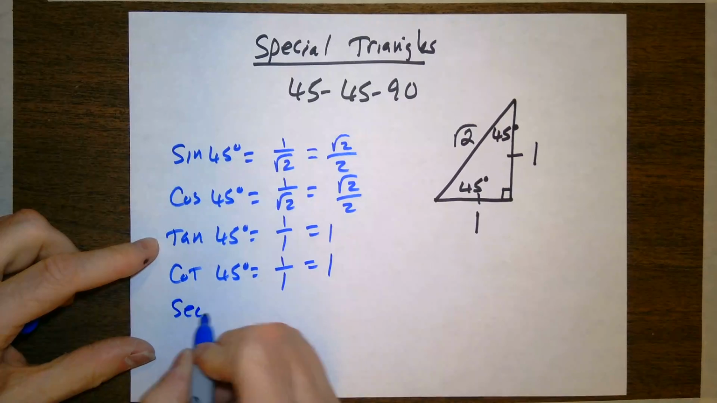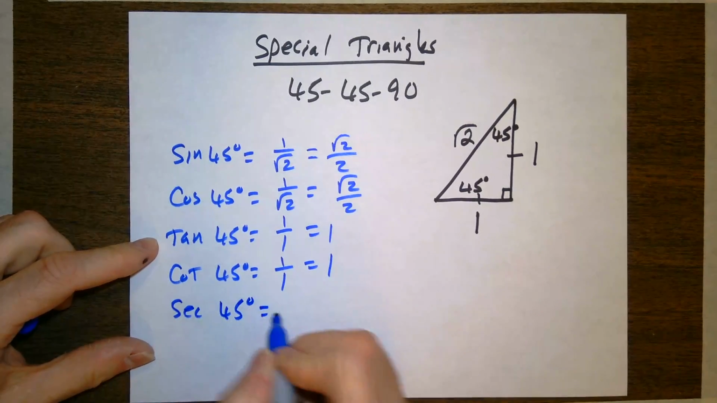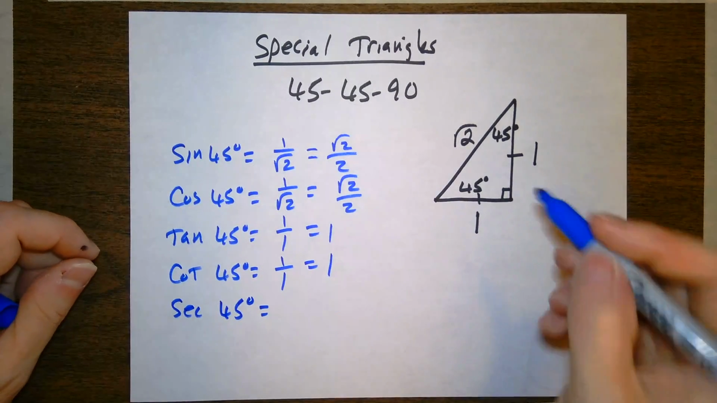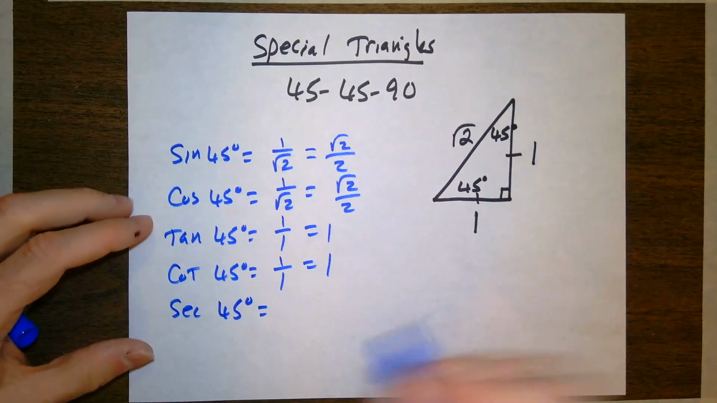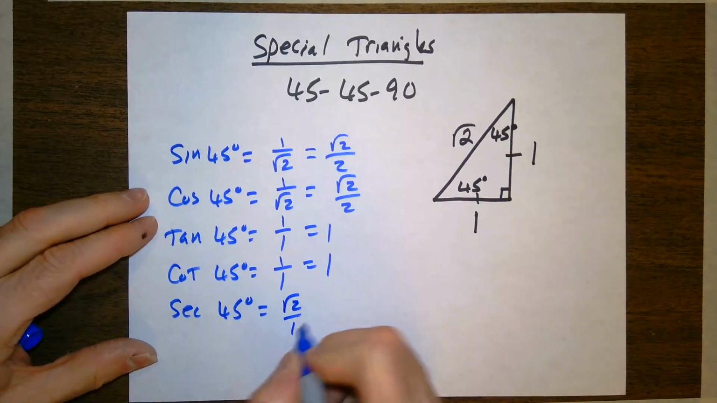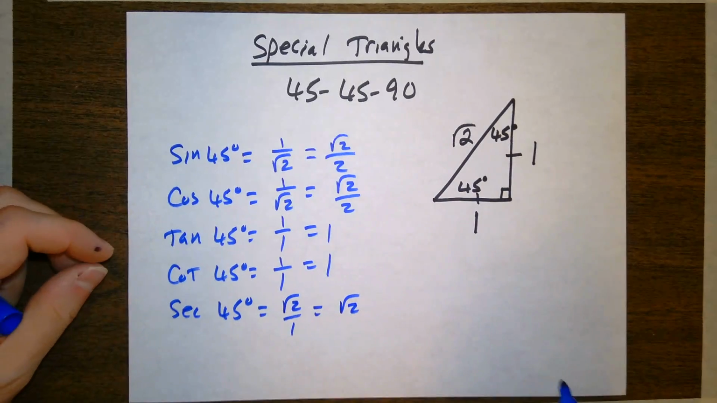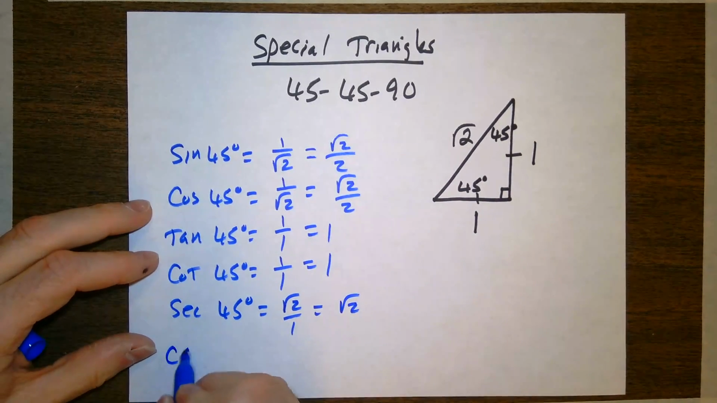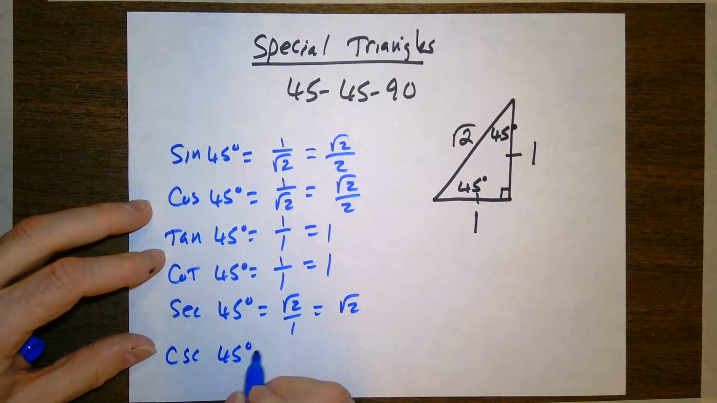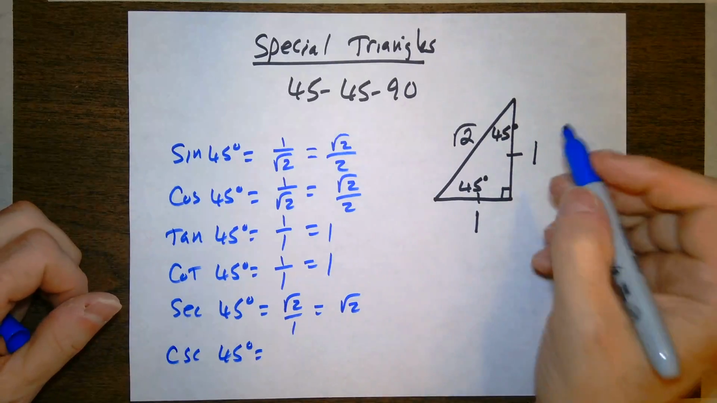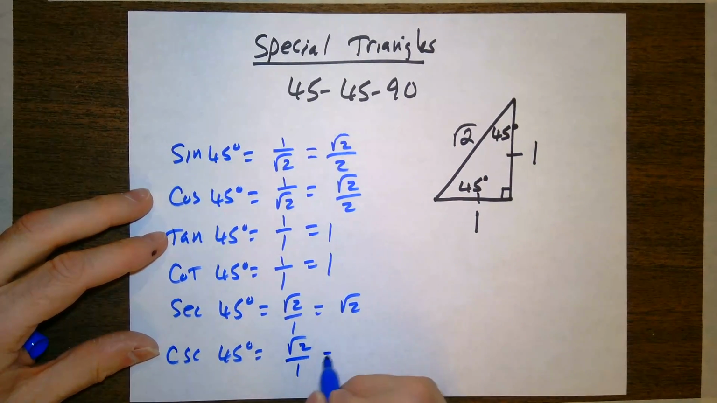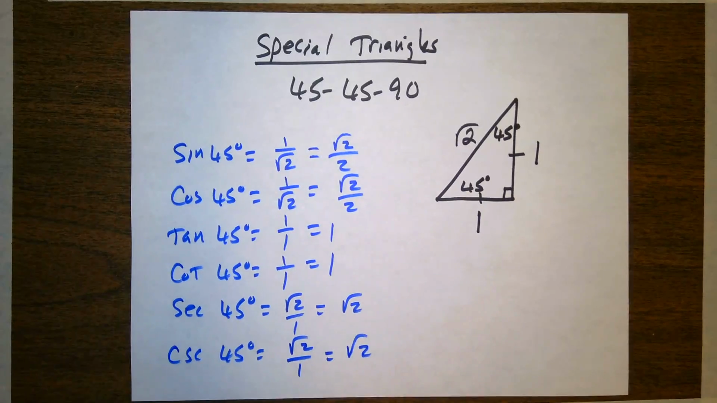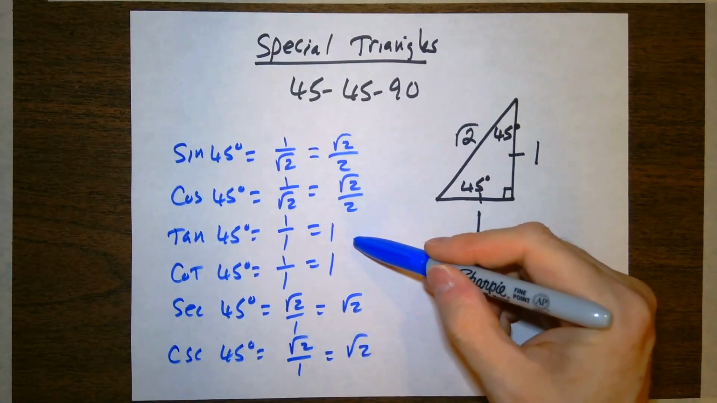The secant of 45 degrees is going to be hypotenuse over adjacent. It's going to be root 2 over 1, which is root 2. And then finally, the cosecant of 45 degrees is going to be the hypotenuse over opposite, root 2 over 1, which is root 2. So we're finding exact values here.